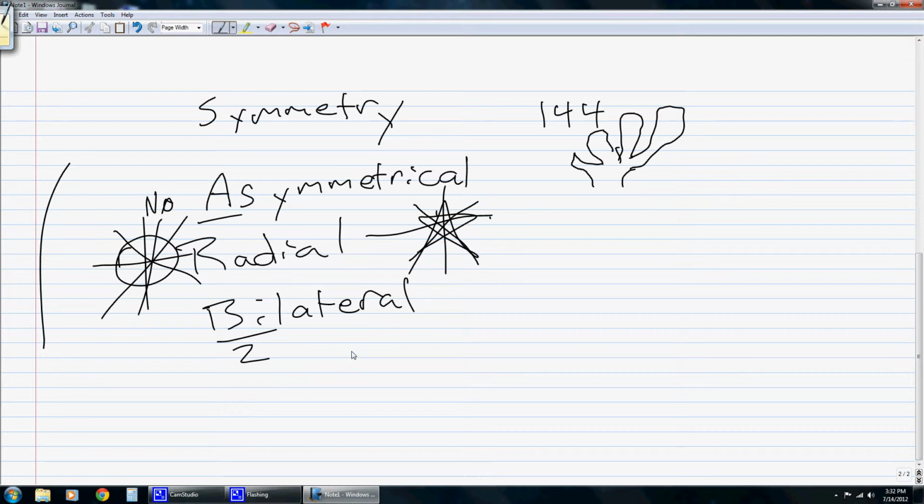And the last one, bilateral. If it means two, radial means more than two, then you can guess that you'd only be able to cut it twice. So if we look at something like a butterfly, so I'm going to draw a really bad butterfly. Okay, that's a horrible butterfly, and this one would come out a little bit further. But if I were to cut it here, this side can match this side, but I can't cut it anywhere else. So it's only going to be straight down the middle.